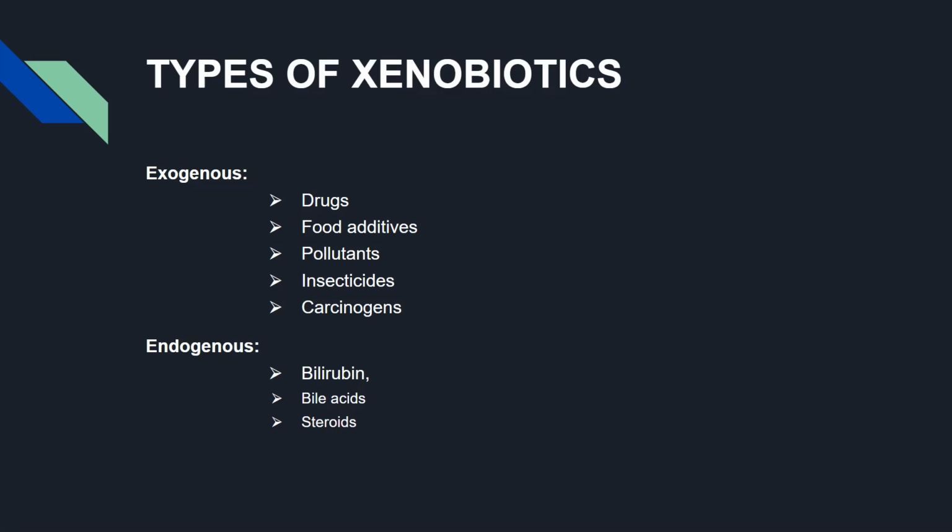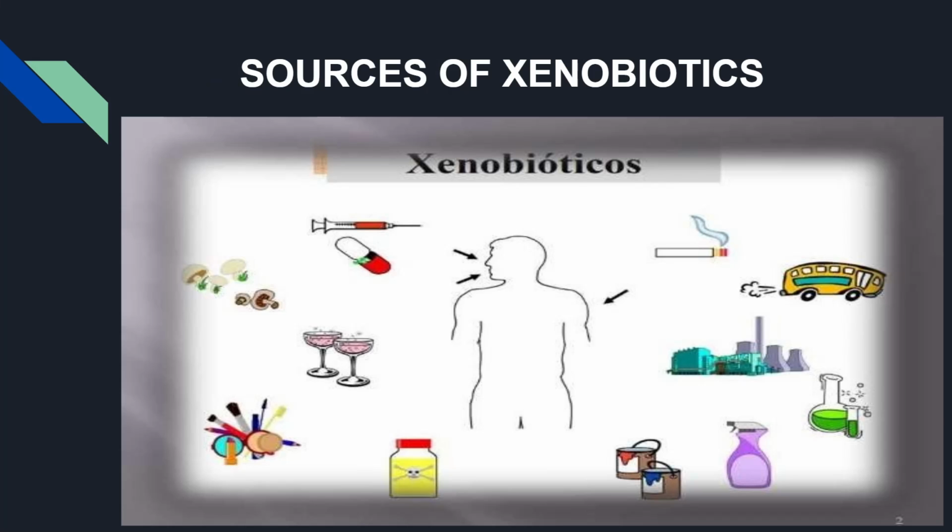Types of xenobiotics. Xenobiotics are divided into two types, exogenous and endogenous. Exogenous are drugs, food additives, pollutants, insecticides, and carcinogens. And endogenous are bilirubin, bile acids, and steroids. Here's a picture representation of sources of xenobiotics.